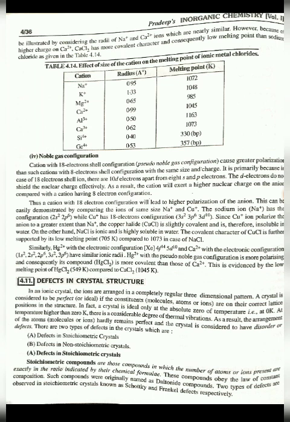8 electron shell configuration with the same size and charge. It is primarily because in case of an 18 electron shell ion, there are 10 d electrons apart from 8 s and p electrons. The d electrons do not shield the nuclear charge effectively. As a result, the cation will exert a higher nuclear charge on the anion compared with a cation having 8 electron configuration. Thus, a cation with 18 electron configuration will lead to higher polarization of the anion.